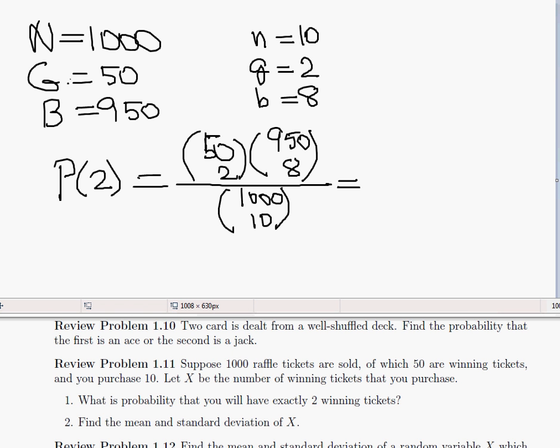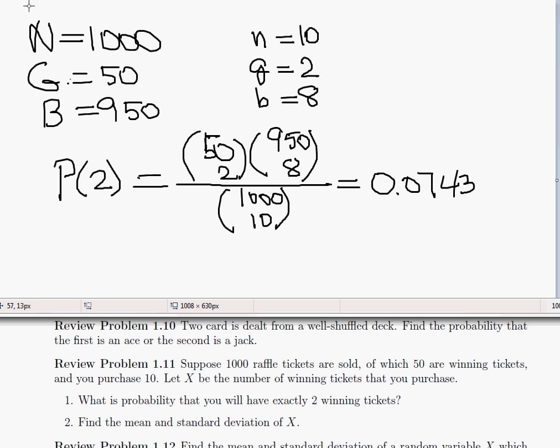As always, if you get an answer that is less than 0 or bigger than 1, it's incorrect. It's a probability, so I have to get a number between 0 and 1 out, and I get 0.0743. So that's the chance of getting 2 winning tickets. The next part of the question is to find the mean and the standard deviation of x.